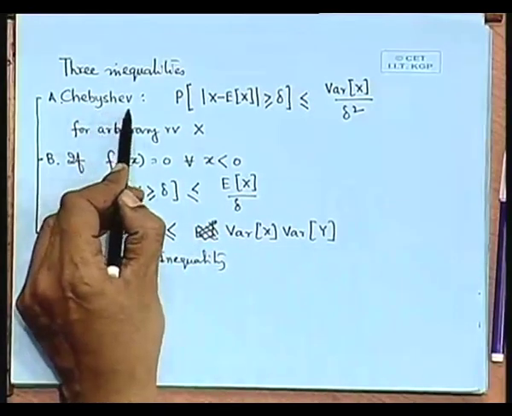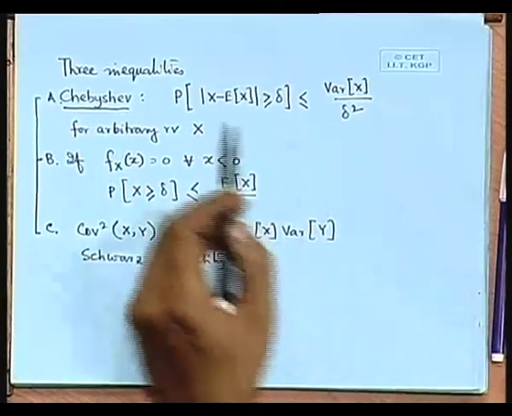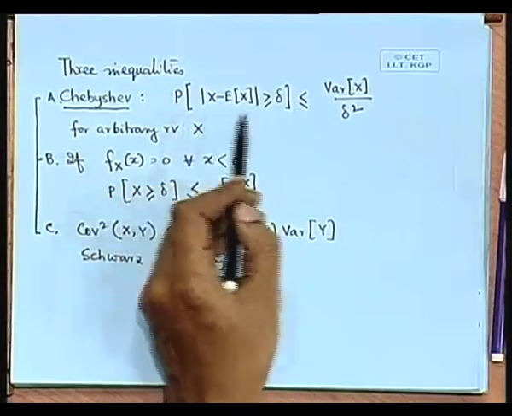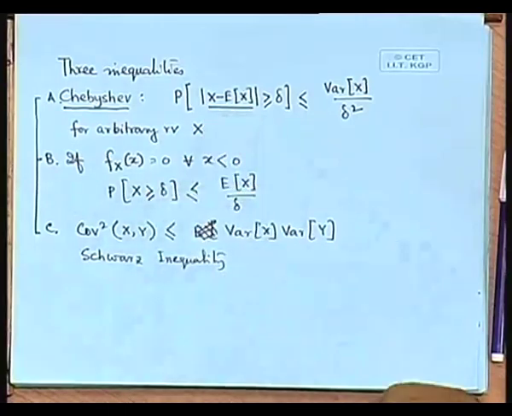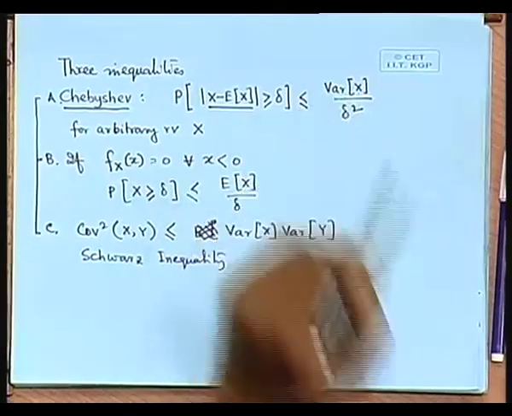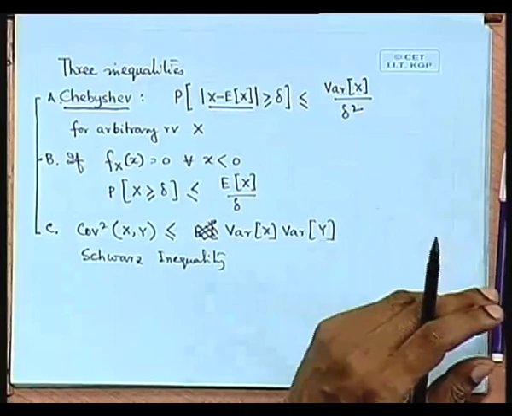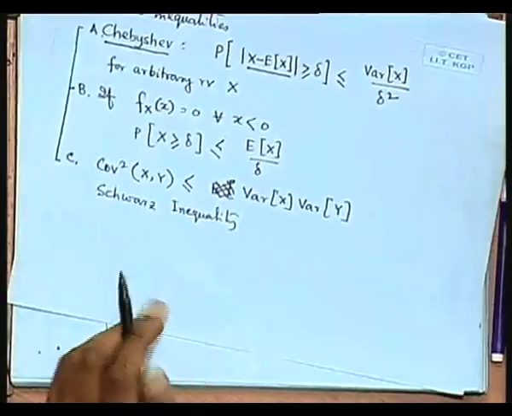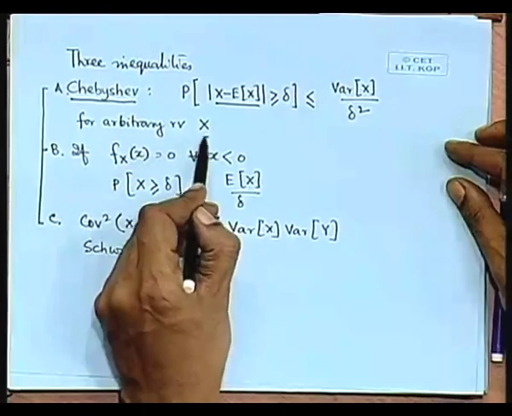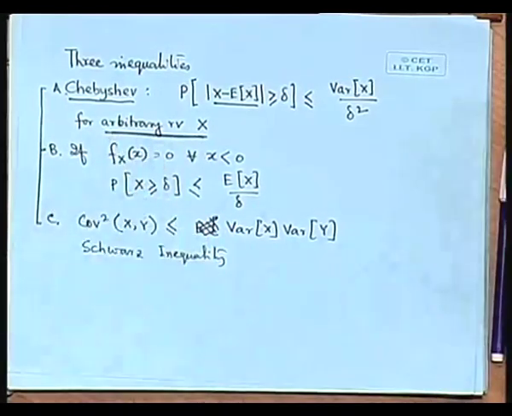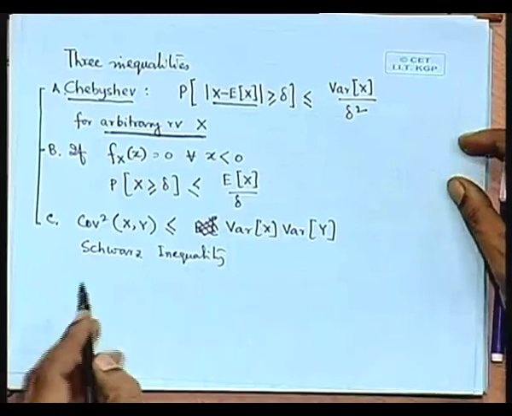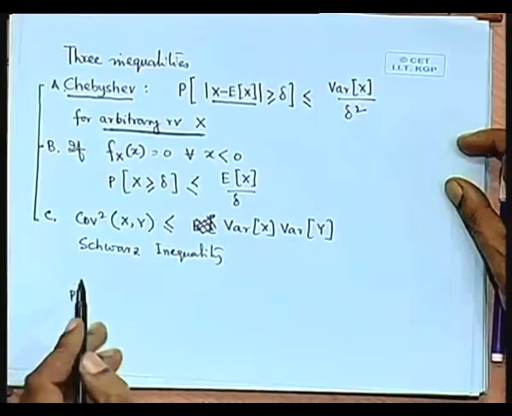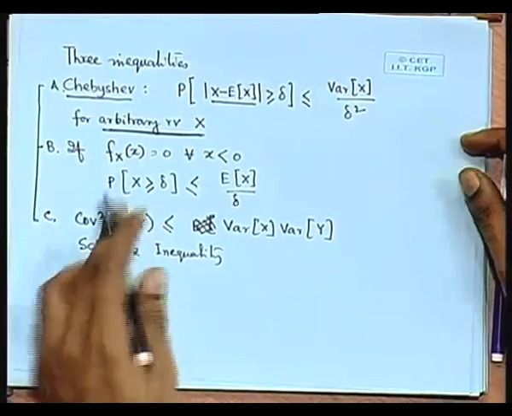For example, you have this Chebyshev inequality, which says that the probability that the absolute value of x minus Ex is greater than or equal to delta is less than or equal to the variance of x divided by delta square. This is actually very simple to prove, because for any arbitrary random variable x, how do you prove that? Okay, let's first cover these other things.